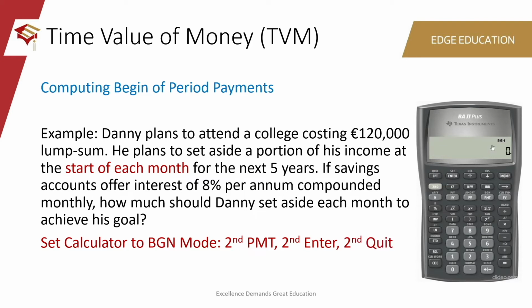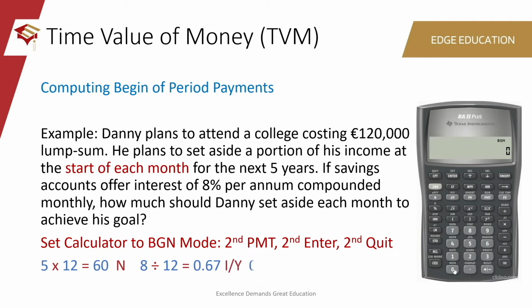Now that you have successfully changed your calculator setting to the begin mode, we will then proceed with entering the same information as before. But once again, remember to clear your calculator memory. So we start by pressing second and clear TVM. We will type 5, multiply 12 for 12 months, press equal, you will get 60. These are the 60 months that Danny is saving for. Assign this to N. We will then type 8, which is the rate of interest, divide 12 for the 12 months, press equal. 0.667 is the rate of interest per month. Assign this to I/Y.